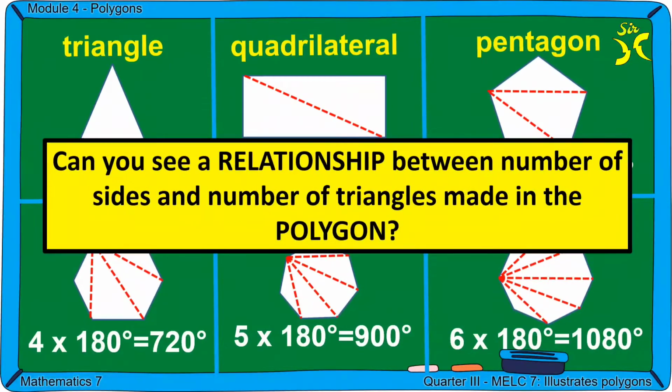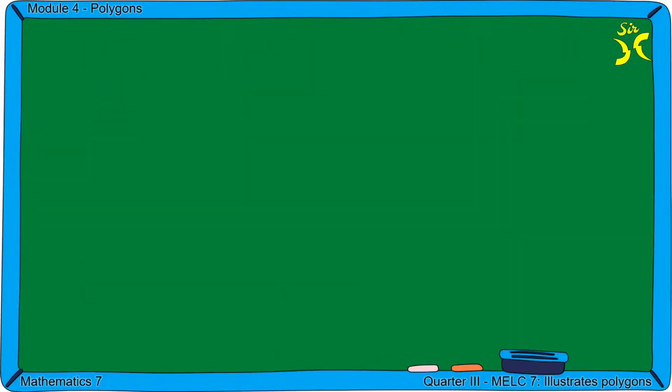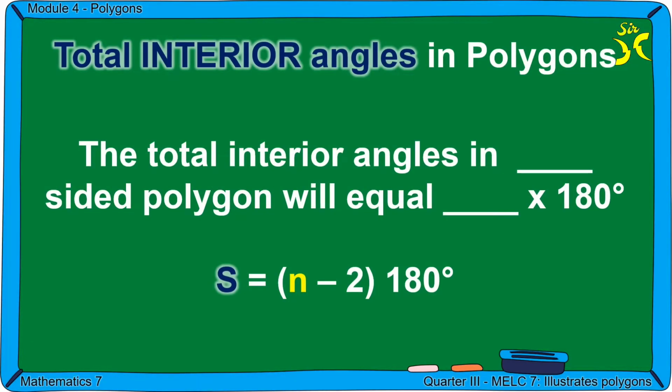Can you see a relationship between the number of sides and the number of triangles made in the polygon? Great! Nice ideas! To find the sum of the angles in n-sided polygon, take 2 away from the number of sides and multiply by 180 degrees. So, S is equal to n minus 2 multiplied by 180 degrees, where S is the sum of the interiors while n is the number of sides.